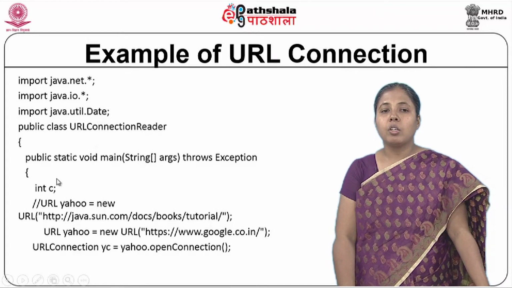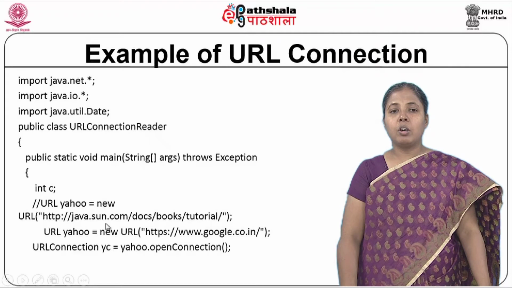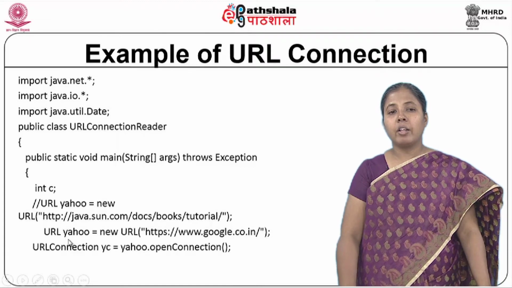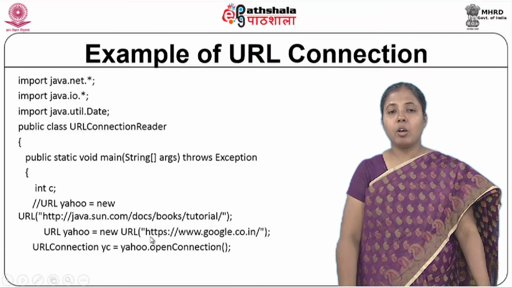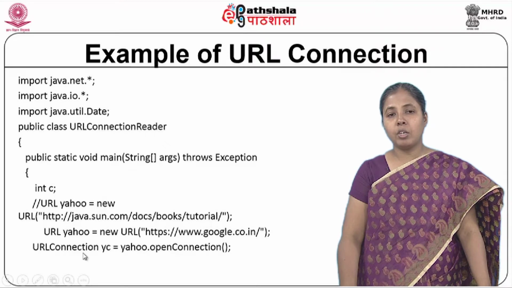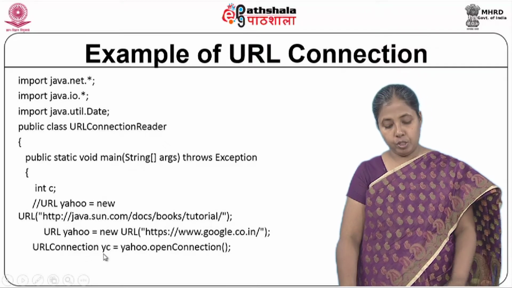So, now the first step, you need to create a URL object. This step is actually commented, so please leave this line. The next line, you create a URL object. This is the first thing you are trying to do, create a URL object. The next step, use the openConnection method with the URL object and create a URLConnection object.